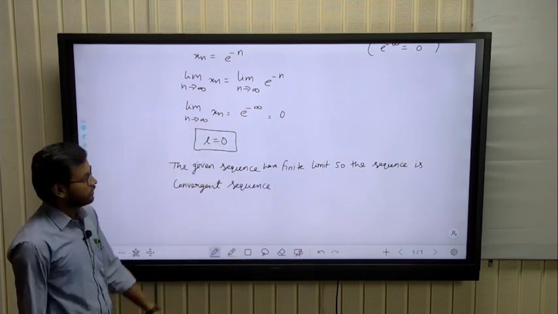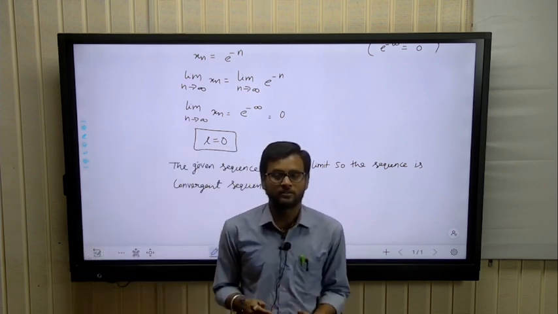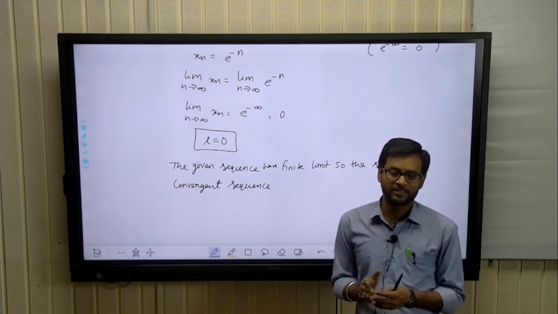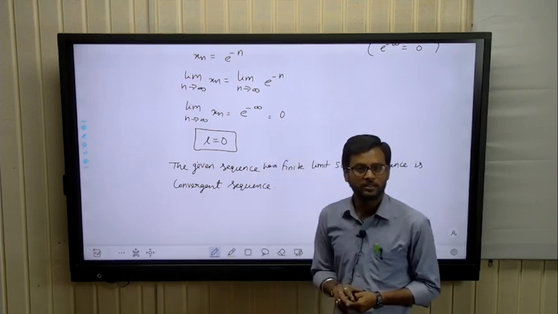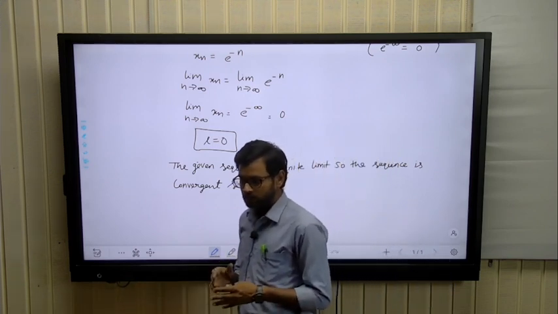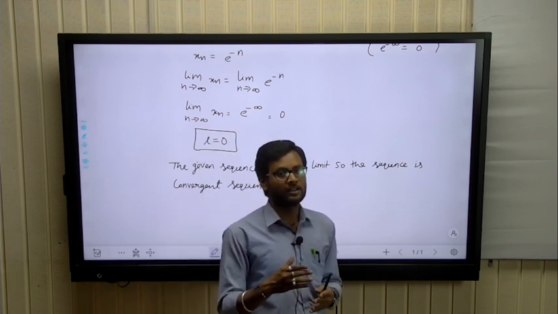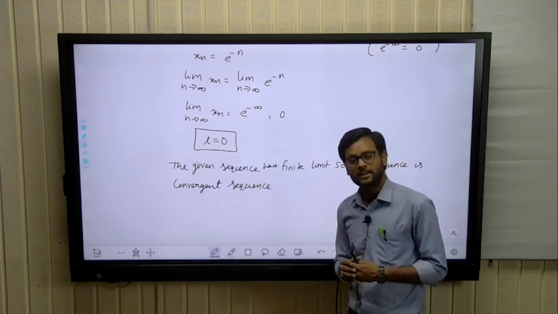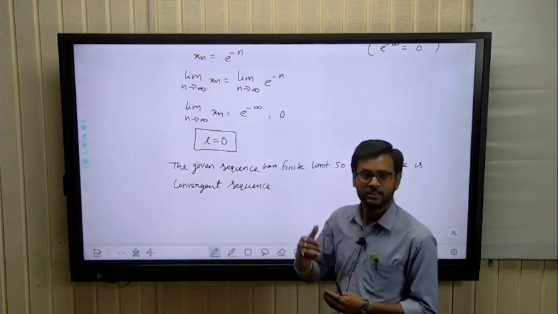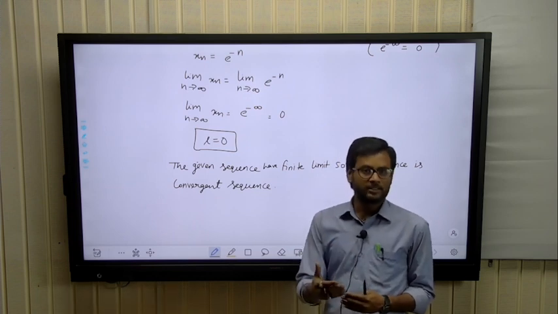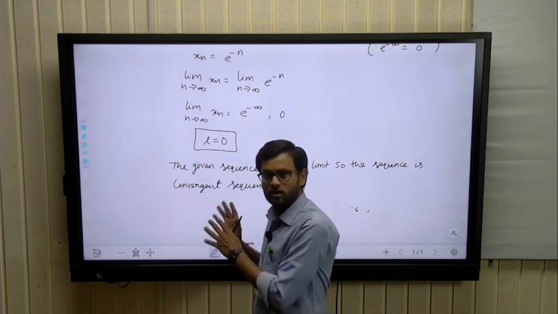So that is all about the convergent sequence. I repeat the method. A convergent sequence is a sequence which has a finite limit. If you are given a sequence, first find the limit of that sequence, and second, check whether the limit is finite or infinite. If your limit is finite, then the sequence is convergent. If your limit is infinite, then the sequence is not a convergent sequence.